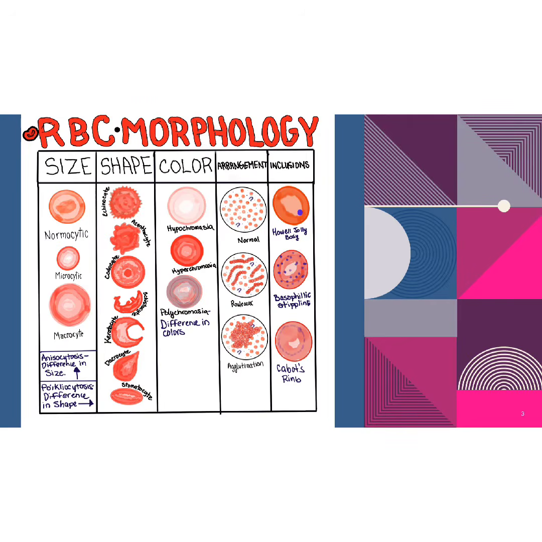The 5 ways we describe red blood cells are their size, shape, color, arrangement, and inclusions. When we're looking at the size, if a cell is a normal size for that species, we say that it's normocytic. If it's smaller than normal, we call it microcytic, and if it's larger than normal, we call it macrocytic. When there's a change in size in red blood cells, that is called anisocytosis. When there's a change in shape of red blood cells, we call that poikilocytosis.